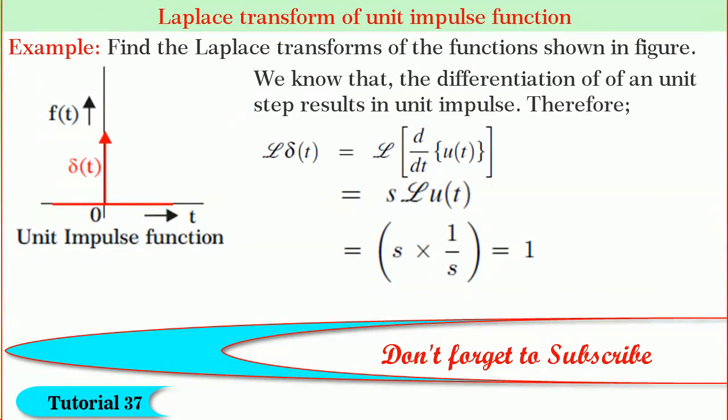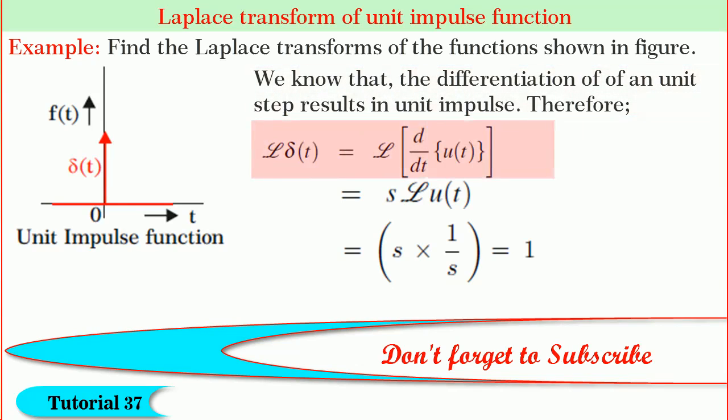Friends, to emphasize the concepts we have learnt, let us solve few problems. First, we shall find the Laplace transform of an impulse function delta t shown in figure. It is an unit impulse function which occurs at t is equal to 0. We know that the differentiation of a step function results in impulse function.